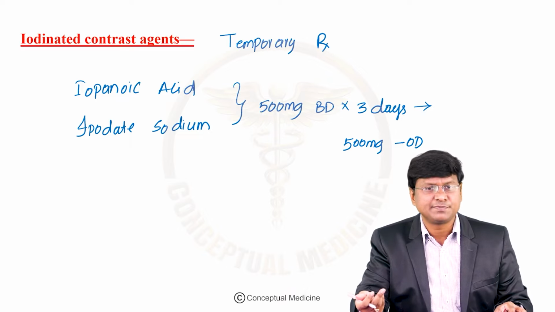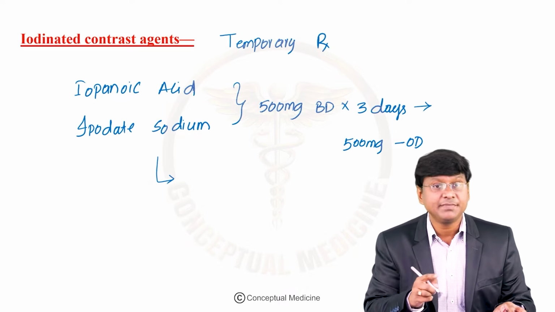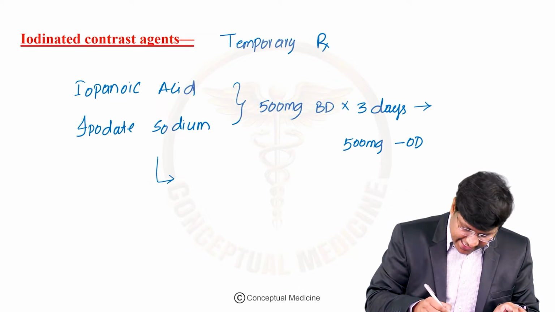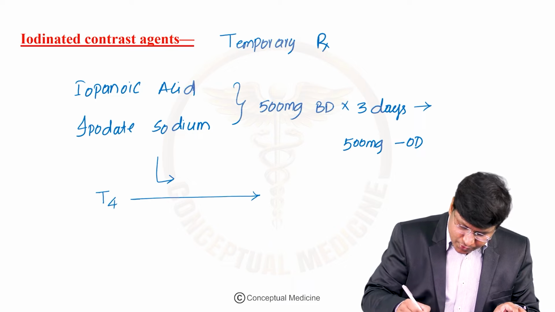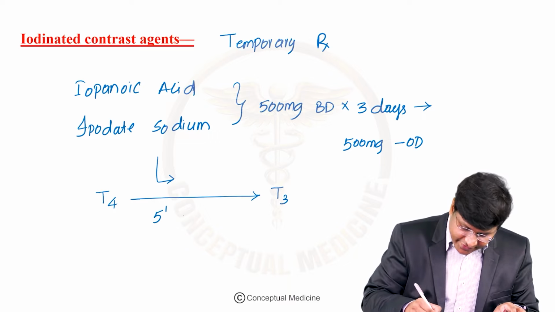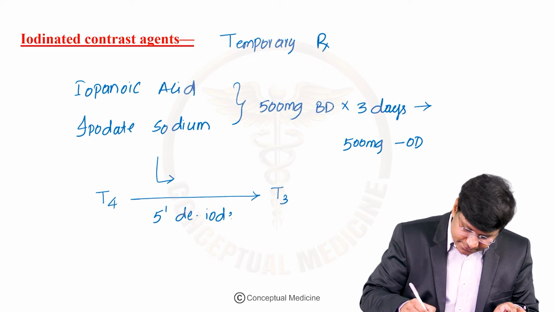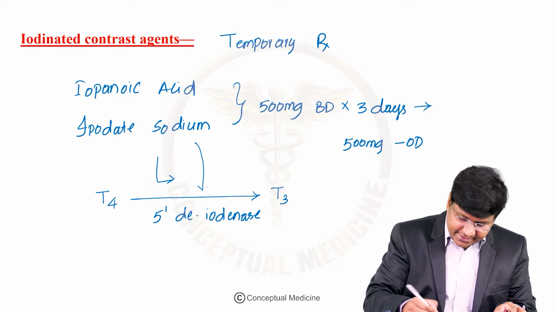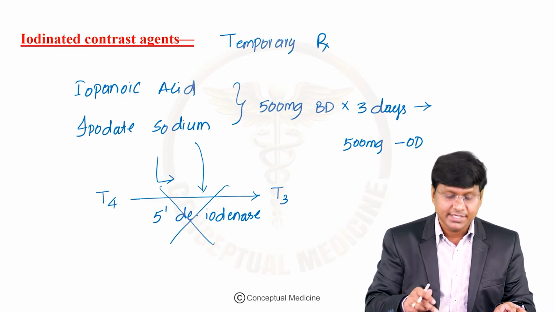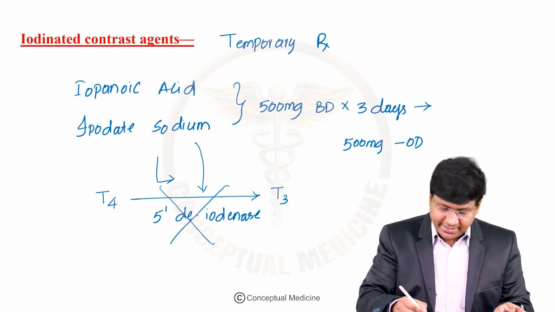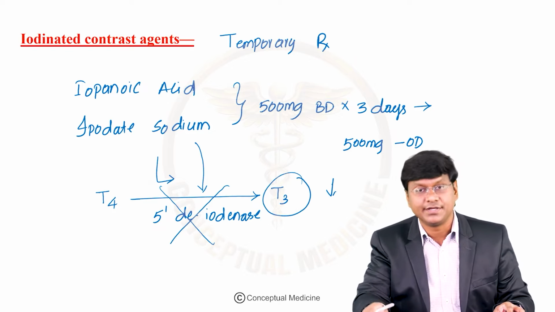Now, what is the mechanism of action of these drugs? Remember, they inhibit the peripheral 5-deiodinase. We have the peripheral conversion of T4 to T3, that is, tetraiodothyronine is converted into triiodothyronine in the presence of the enzyme 5-deiodinase. This enzyme is inhibited by iopanoic acid and ipodate sodium, and thereby it blocks the conversion of T4 to T3. So the T3 levels will reduce.